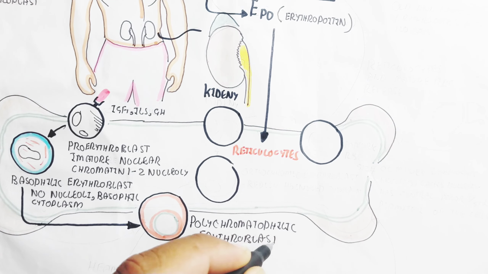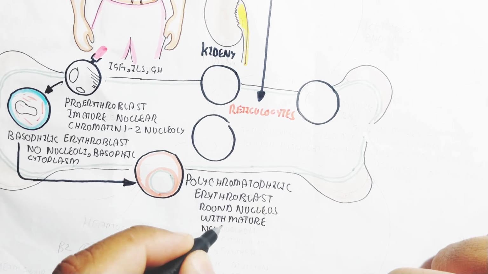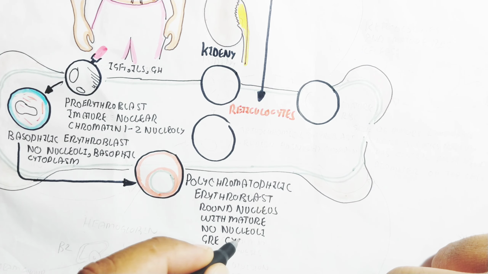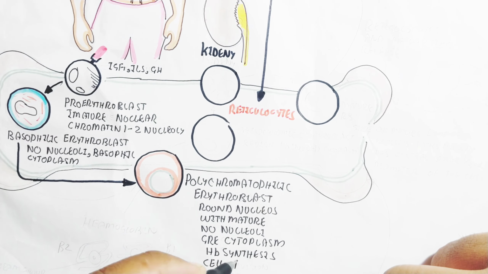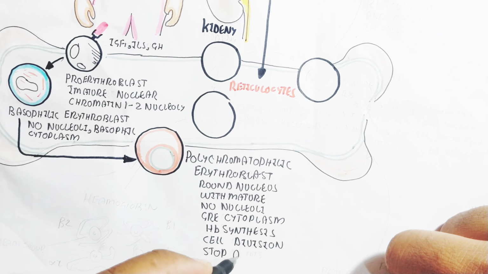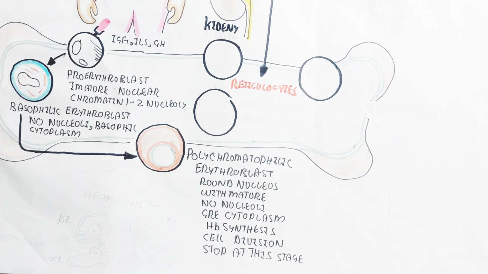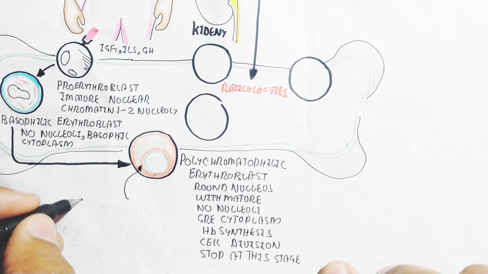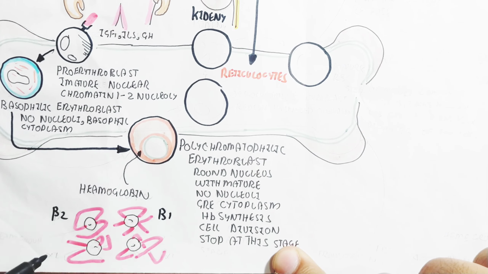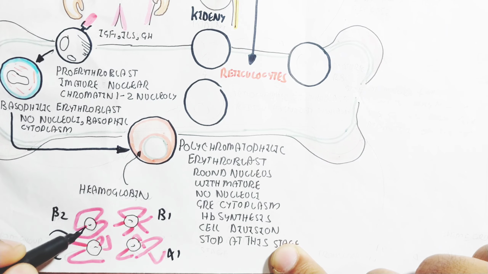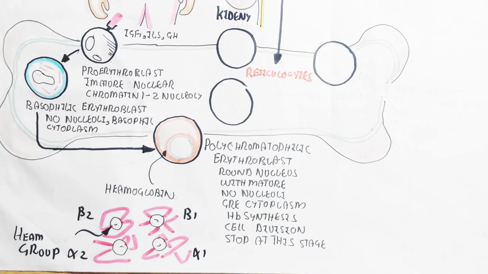Next is the polychromatophilic erythroblast, a cell with a round nucleus, mature, with no nucleoli and a gray cytoplasm, which is still immature. But remember, it is not reversible, unlike the proerythroblast and the stem cell. So it goes forward, because it is the intermediate maturation. Hemoglobin also begins to be deposited in this polychromatophilic erythroblast, which has a round nucleus and no nucleoli.